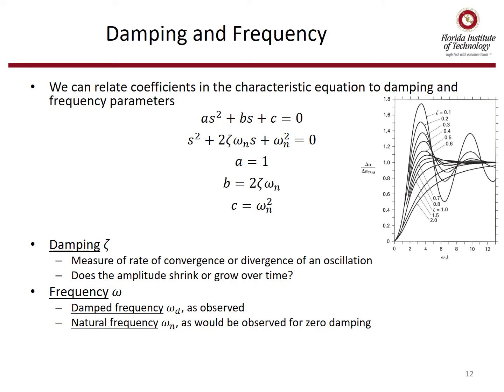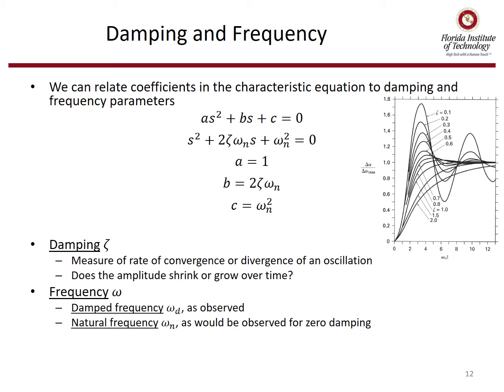We can relate coefficients in the characteristic equation to damping and frequency parameters. Again, a s squared plus bs plus c equals 0 is the characteristic equation. But we also have the damping and frequency equation of s squared plus 2 zeta omega n s plus omega n squared equals 0. So we can relate the coefficient a to the damping and frequency equation 1. Likewise, b equals 2 times zeta times omega n, and c equals omega n squared.